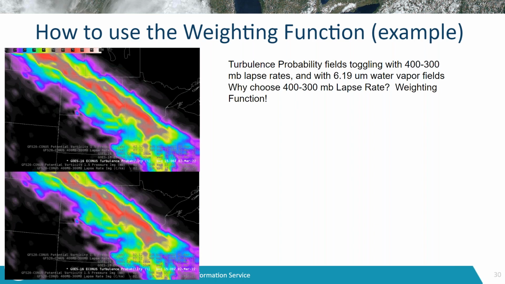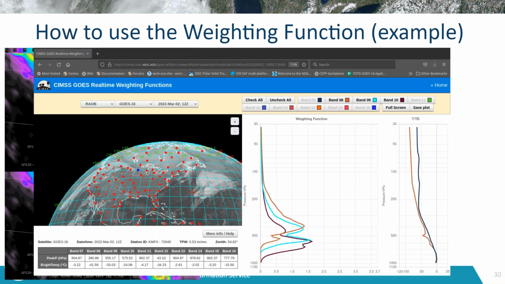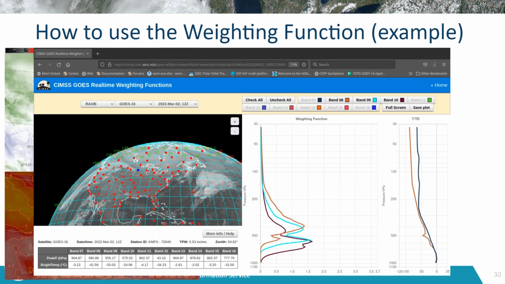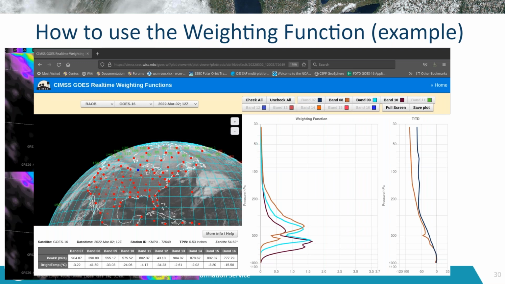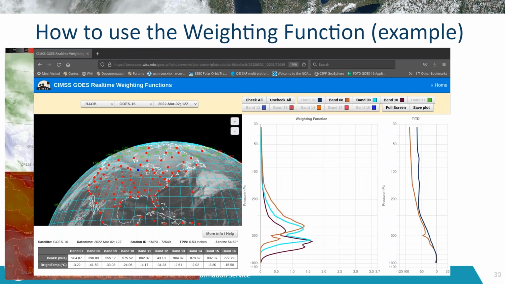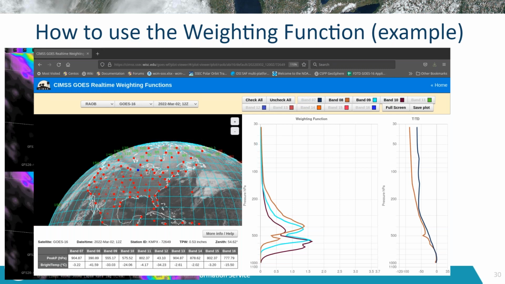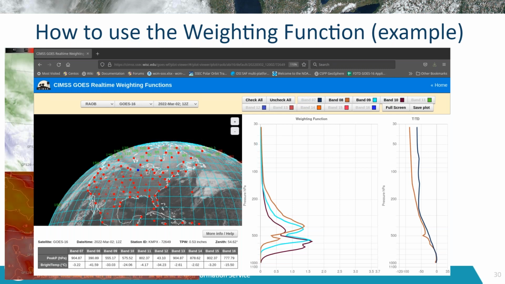Because the turbulence probability does use the 6.19 micrometer band as part of its input, and I use the weighting function. So if you go to the next slide, you see the weighting function for Minneapolis on that date had a peak in band 8 around 400 millibars. So that's why I'm using the 400 to 300 millibar lapse rate versus any other lapse rate that I could have gotten from the GFS.